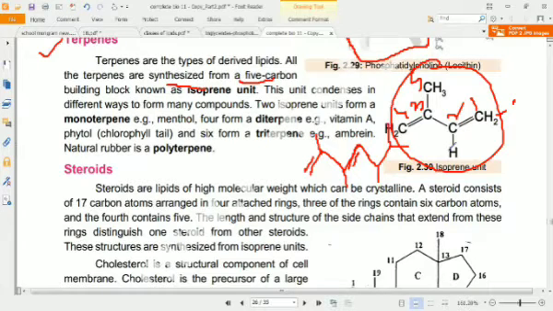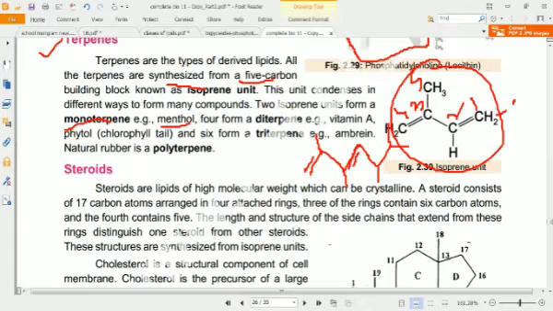So when two isoprene units form, this unit forms a compound that is called monoterpene. And this monoterpene is present in menthol. You know that menthol is present in peppermint and mint, which give a sharp aroma as well.